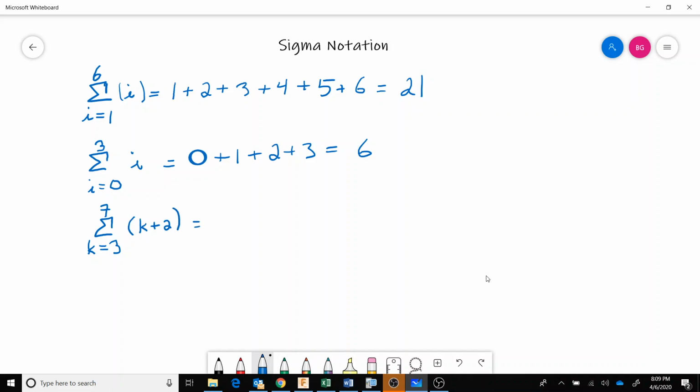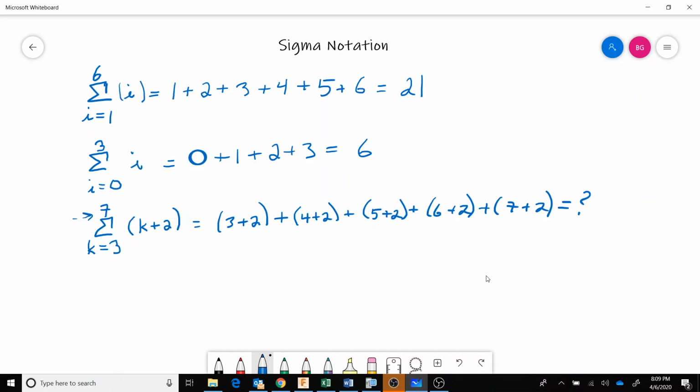Okay, so my first K is going to be 3. And so my first value is 3 plus 2. And my next K is going to be 4, and I'm going to stick a 4 in here, and I'm going to have a 4 plus 2. And then my next K is 5, so I have 5 plus 2. My next K is 6, so I have 6 plus 2. And my last K is a 7, so I'm going to do a 7 plus 2. And you can add that up. I'm not going to take the time to do that. So these sigma notations are just a way to kind of shorthand write what we're all going to do.